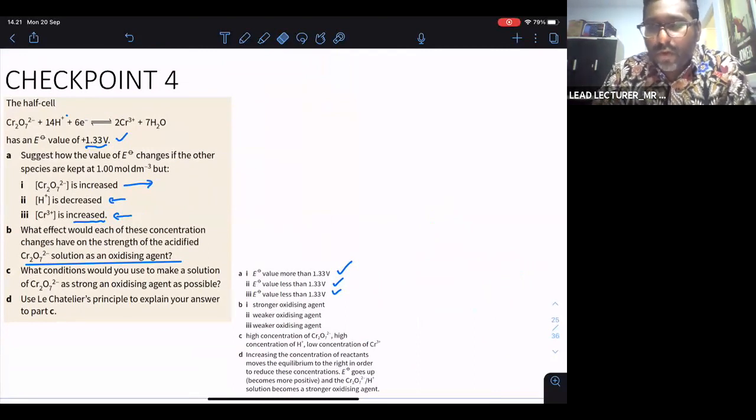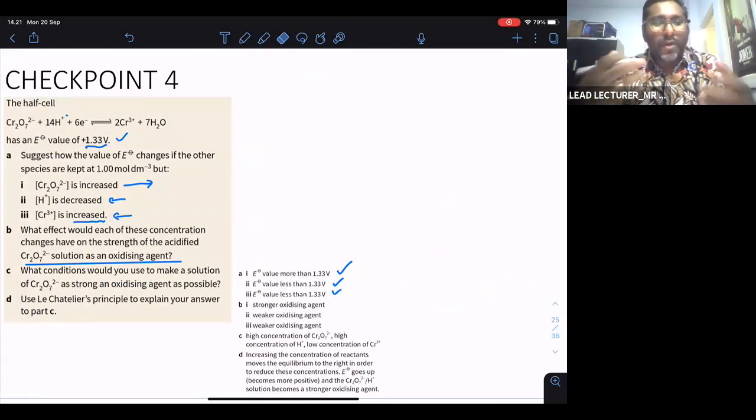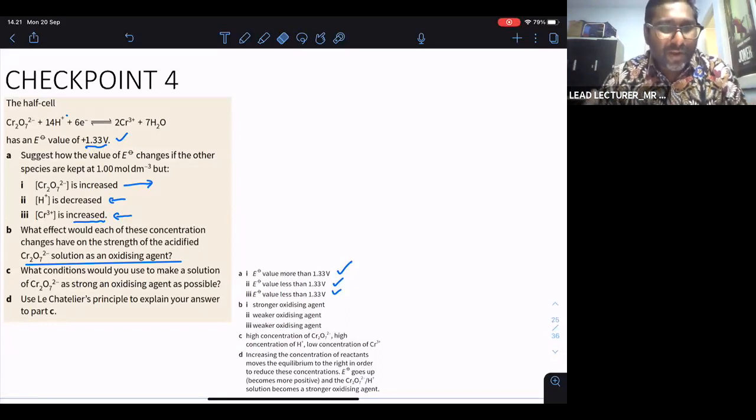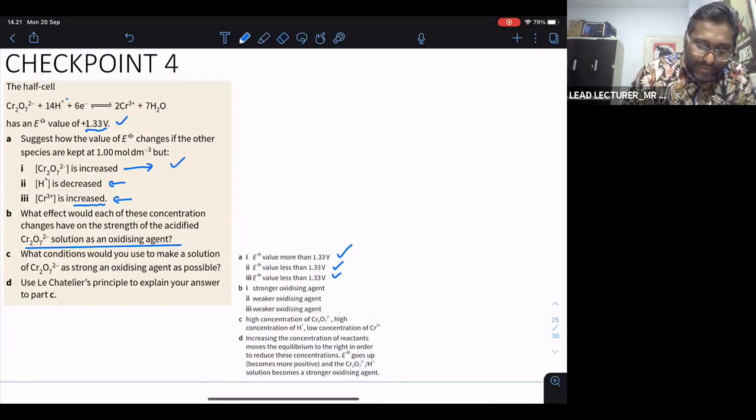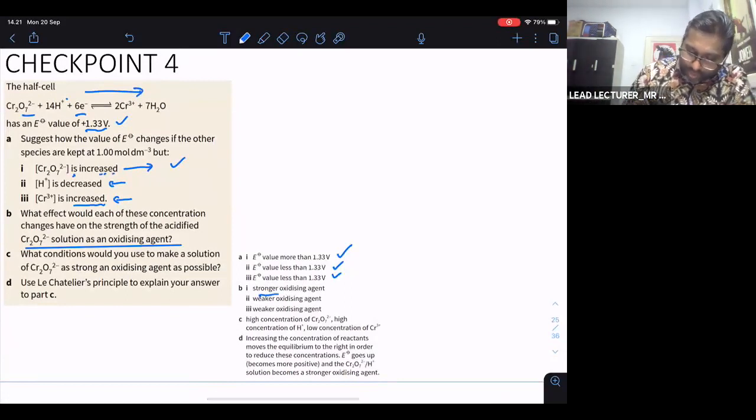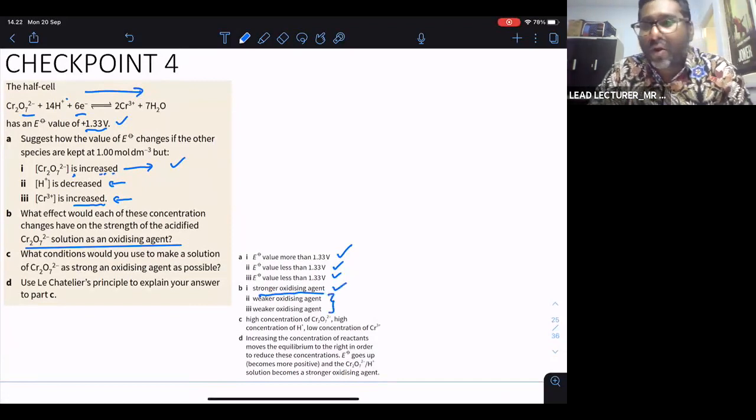How do I find out? What is an oxidizing agent? An oxidizing agent is something that will oxidize others, but it itself gets reduced. What is reduced? Reduced means gain of electron. So I want to see which one can gain electron easily. Only one can gain electron easily under this condition, because it gains electron when it goes to the right. So you can see only this one is a stronger oxidizing agent, but for these two, they become weaker oxidizing agents. This one we have already learned.